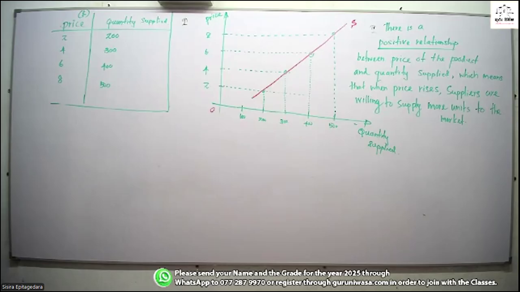Oh, Dinal, it's wrong. Can you recognize the mistake? You have done the origin wrong, a big mistake. Look at the price axis, Dinal. Price axis. How many squares have you taken for plus 2? One or two?